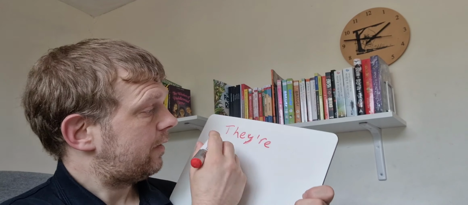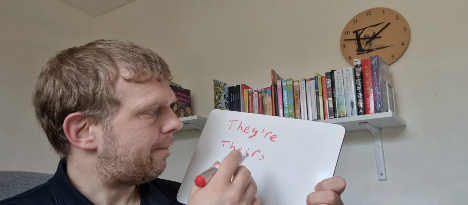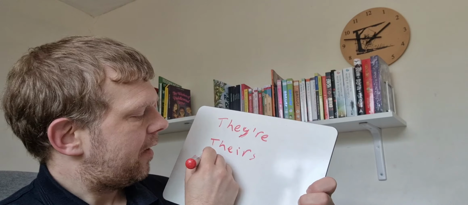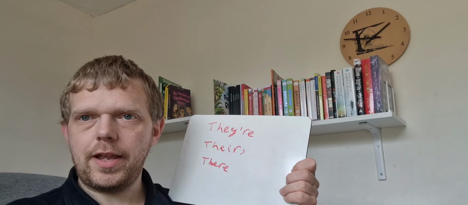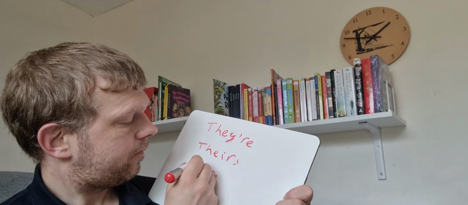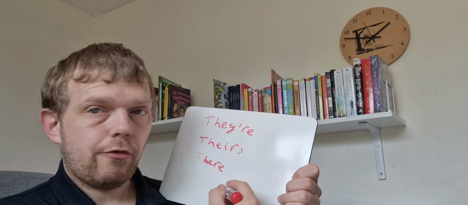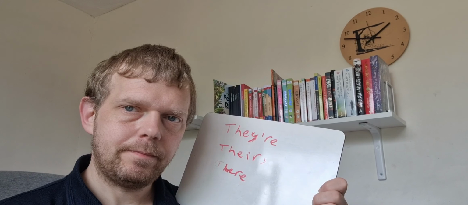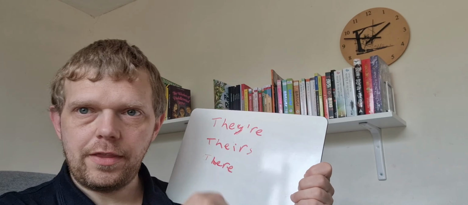And then the contraction of they are, they're. It's pronounced the same as there and their. Their is possessive. It is theirs. It belongs to them. And there as well. There is location. Over there. Here. And over there. All three are pronounced the same way. And I have done a video on these as well.